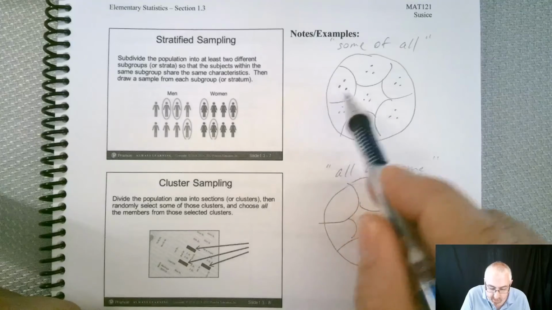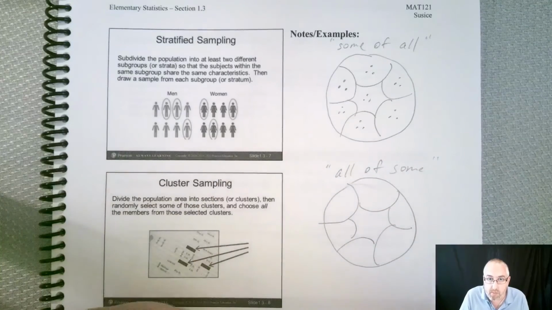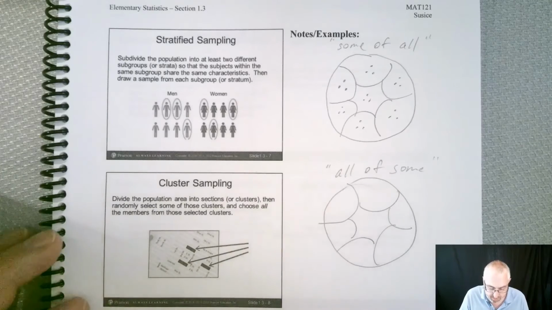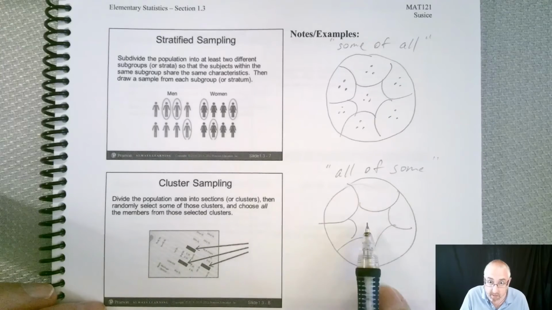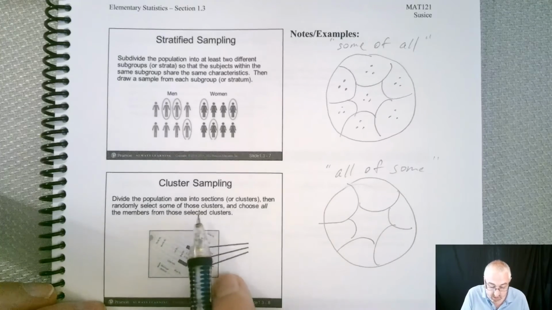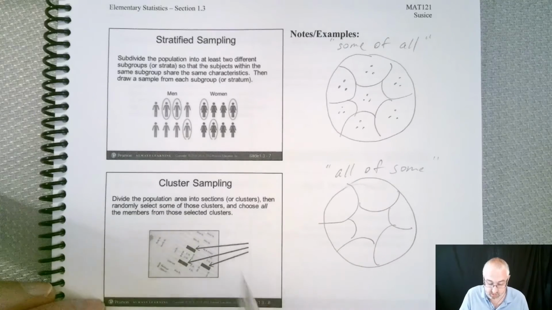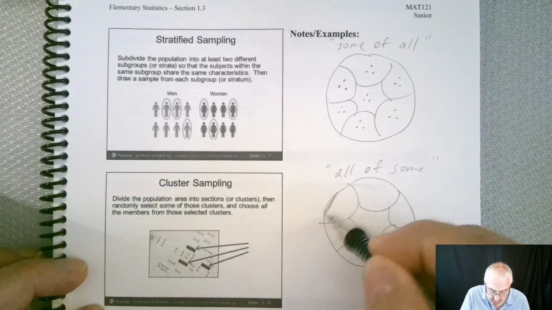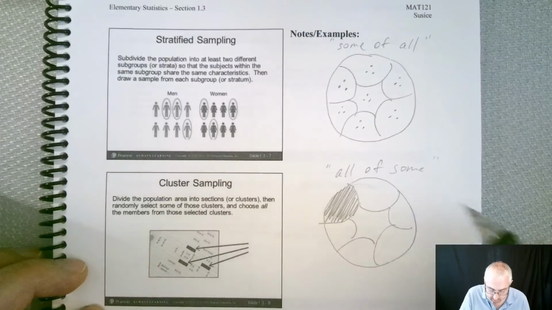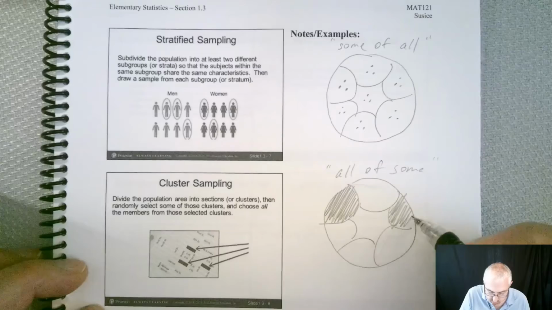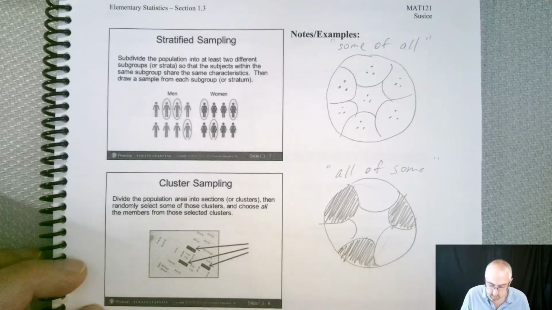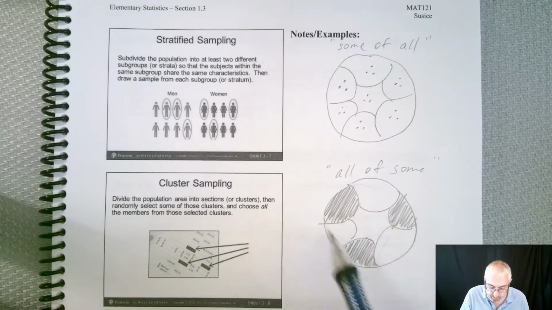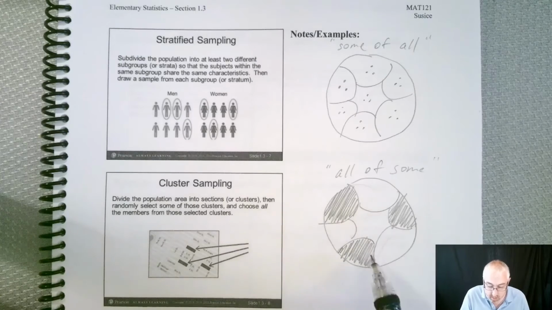So you're taking a little bit out of each and every one of them, so all of the subgroups are represented. Just the opposite for cluster. Cluster wants you to divide it up into groups, so we did, and then randomly select some of those clusters and choose all of the members in those clusters. So I'm going to say, okay, I want this cluster, and I'm going to take everybody out of it. I'm going to take this one, everybody out of this one, and I guess I'll do this one too. So now my sample is comprised of all the people in here, all the people in here, all the people in here, out of the entire population.